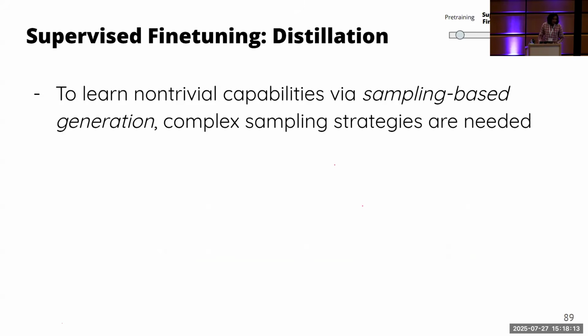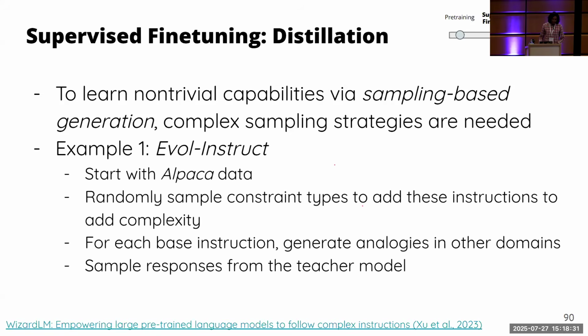The good news is that it is very likely possible to teach a smaller model, or any model, to do non-trivial skills via sampling-based generation. But a lot of the time, some pretty complex sampling strategies are necessary. For example, in Evol-Instruct, the intuition is that they do very careful instruction design when doing this distillation process, where they start with the same data from Alpaca, which we showed before was not that effective at these QA or coding tasks.